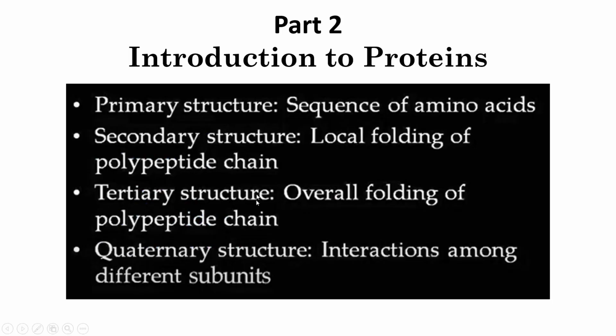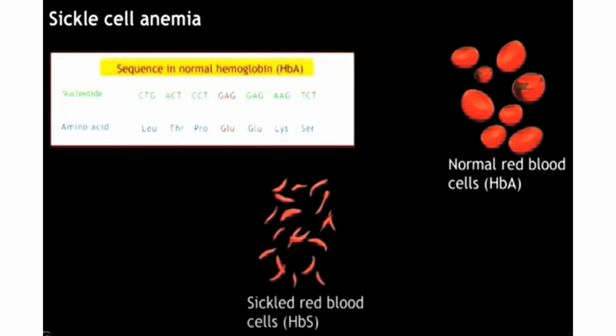Then this is an overview of the whole second week lecture. Primary structure is the sequence of amino acids. Secondary is about local folding within the chain itself. Tertiary is overall folding. As I said, a number of different bonds come into the picture for making a complete 3D structure. And if there are different subunits, like different polypeptides together, the interaction among them makes the quaternary structure of a protein.